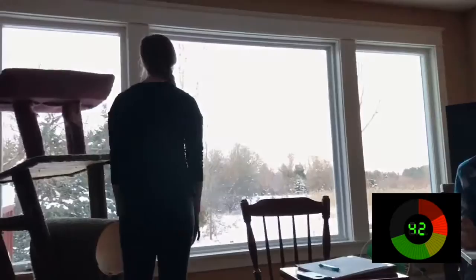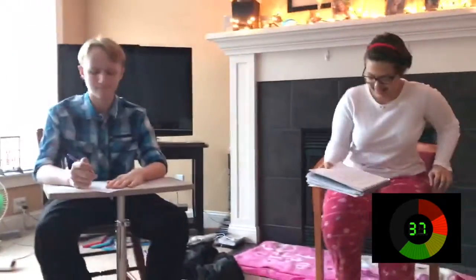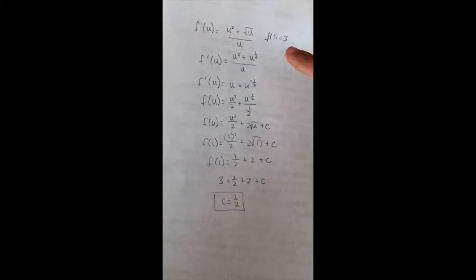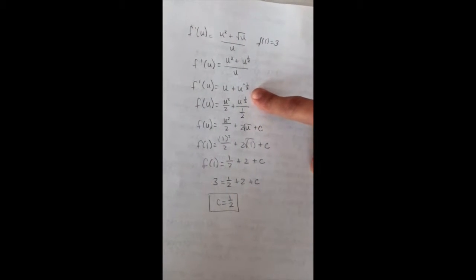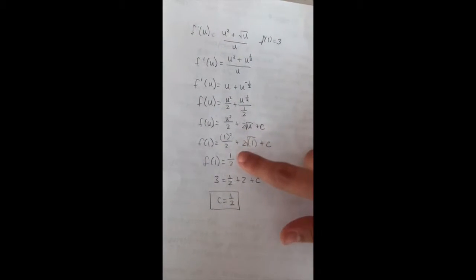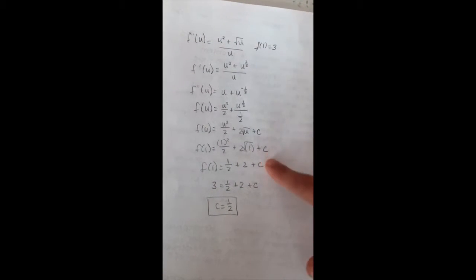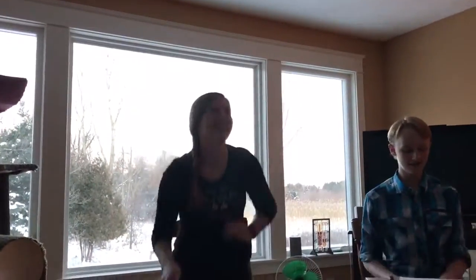Done. Done. Darn. Okay, let's take a look at your work. So let's see what you did here. So first, you divided by u in this step right here. Then you find the antiderivative. You plug 1 in and find c. You solve for c. And you get 1/2. So you're... 1 point for Keelan! Yippee! All right, moving on.